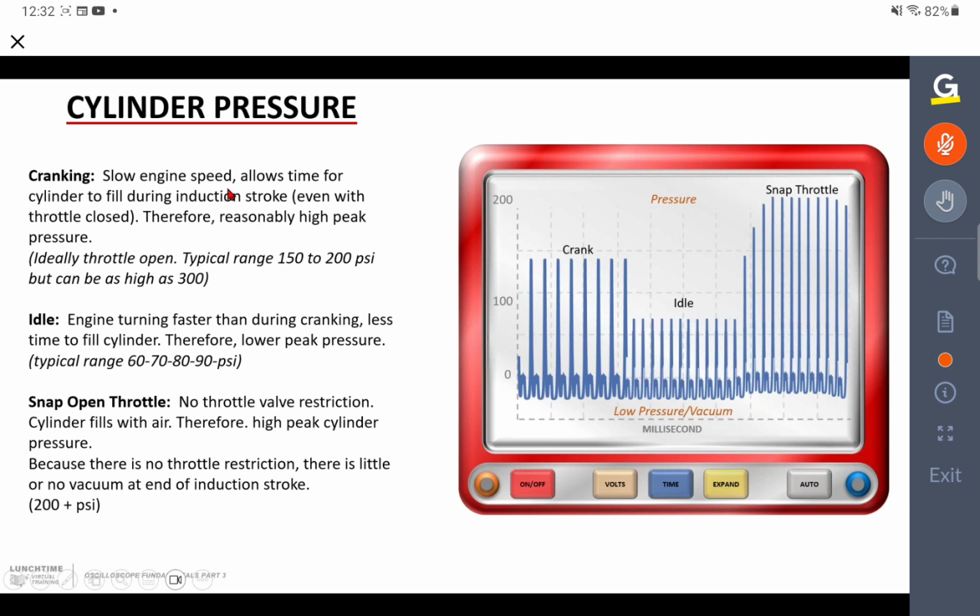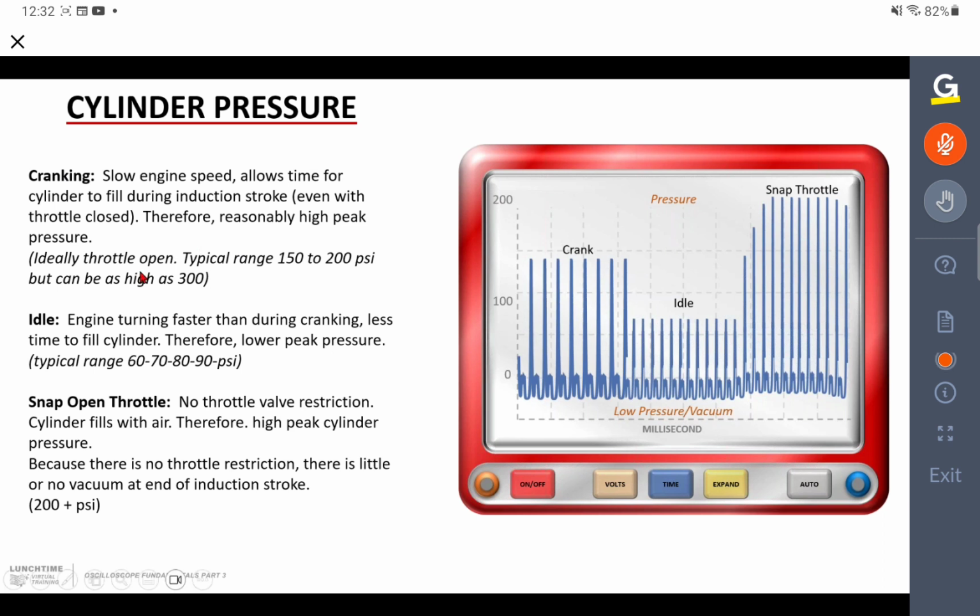And in that fairly long time, it does allow the cylinder to fill during the induction stroke, and that's even with the throttle closed, because it's cranking so slowly. The downward movement of the piston does pull in quite a bit of air, so it almost fills the cylinder. So you do get quite a high pressure even with the throttle closed when you're doing a cranking test.